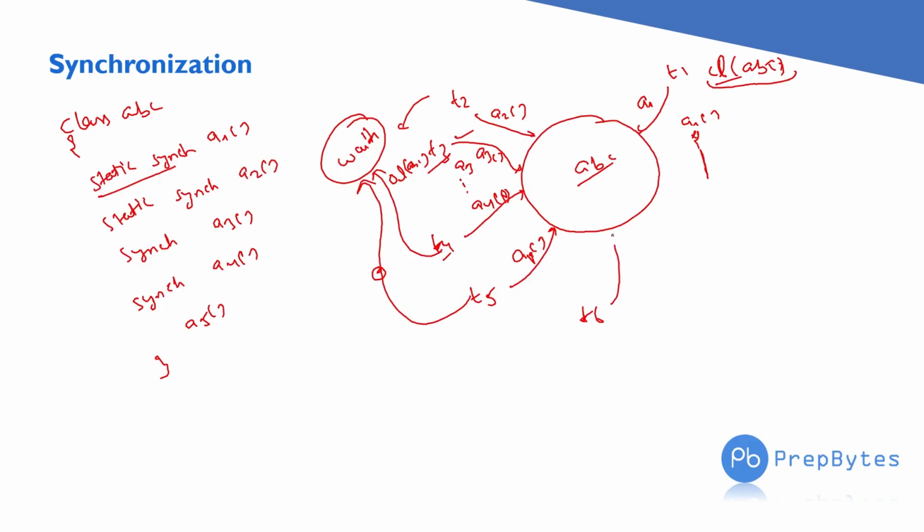Then T6 comes and it needs A5. Since A5 is not synchronized or static synchronized, it does not need any kind of lock, so it will simply be executed.